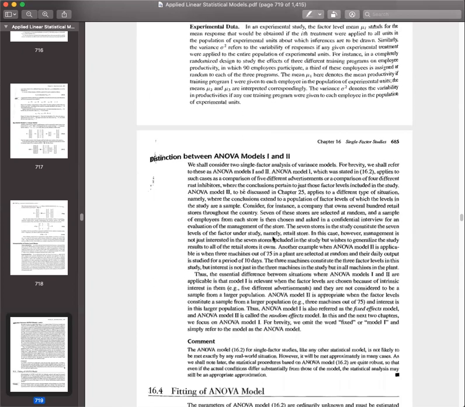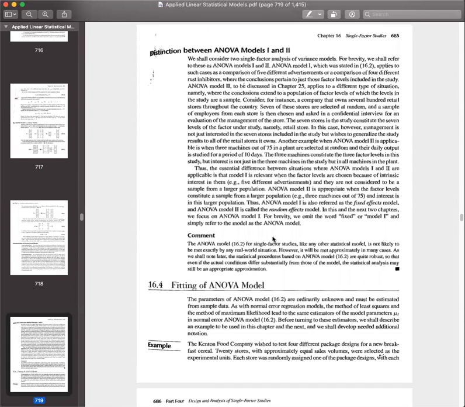The distinction between ANOVA models 1 and 2. ANOVA Model 1 applies to such cases as a comparison of 5 different advertisements or a comparison of 4 different rust inhibitors, where the conclusions pertain to just those factor levels included in the study. ANOVA Model 2 applies to a different type of situation, namely, where the conclusions extend to a population of factor levels of which the levels in the study are sampled. Thus, the essential difference between situations where ANOVA Models 1 and 2 are applicable is that Model 1 is relevant when the factor levels are chosen because of intrinsic interest in them, and they are not considered to be a sample from a larger population.